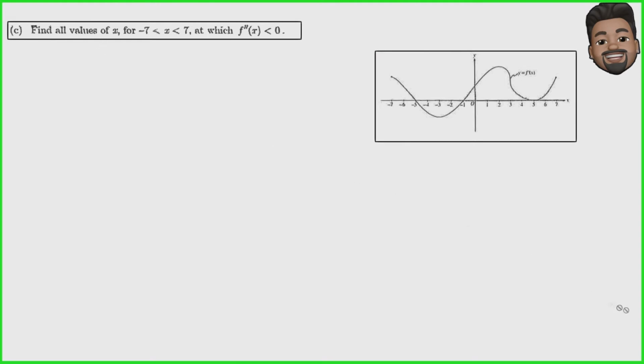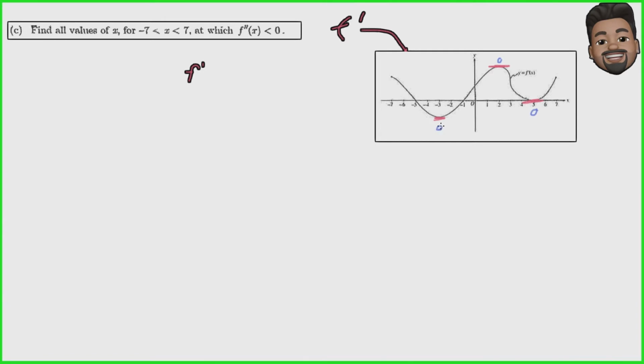Find all the values of x in this open interval where f double prime is less than 0. Well, we are given f prime, so now we actually need to take the derivative of this graph and find out when it is negative. If I take the derivative of this graph, I'm always looking for my zeros. There's a 0 here, there's a 0 here, and there's a 0 here. Just looking at this graph, where are we going to get negative slope? We're taking the derivative now of this graph. This is a slope of 0, this is a slope of 0, and this is a slope of 0.